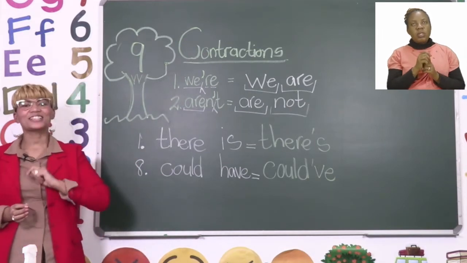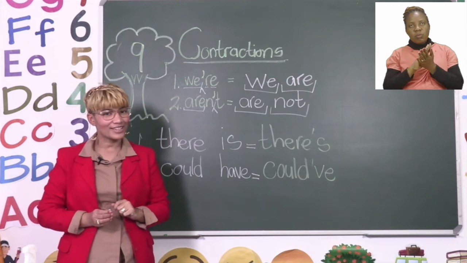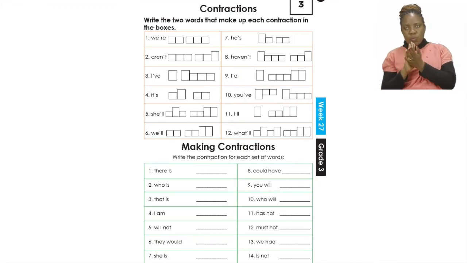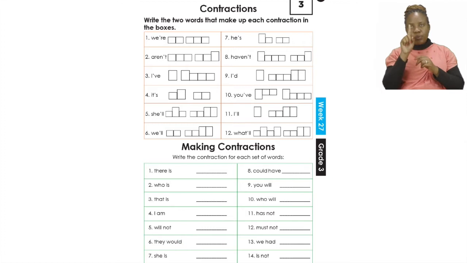Right. Now let's quickly look at the next part of the activity before you go on to fix all the other contractions and make two words. In the next part it says, we have to make contractions by looking at the words and write the contraction for each set of words. So now we are doing the opposite of what we have just done. We are now going to look at the two sets of words and then we are going to turn it into a contraction. Okay, so we have two sets here.